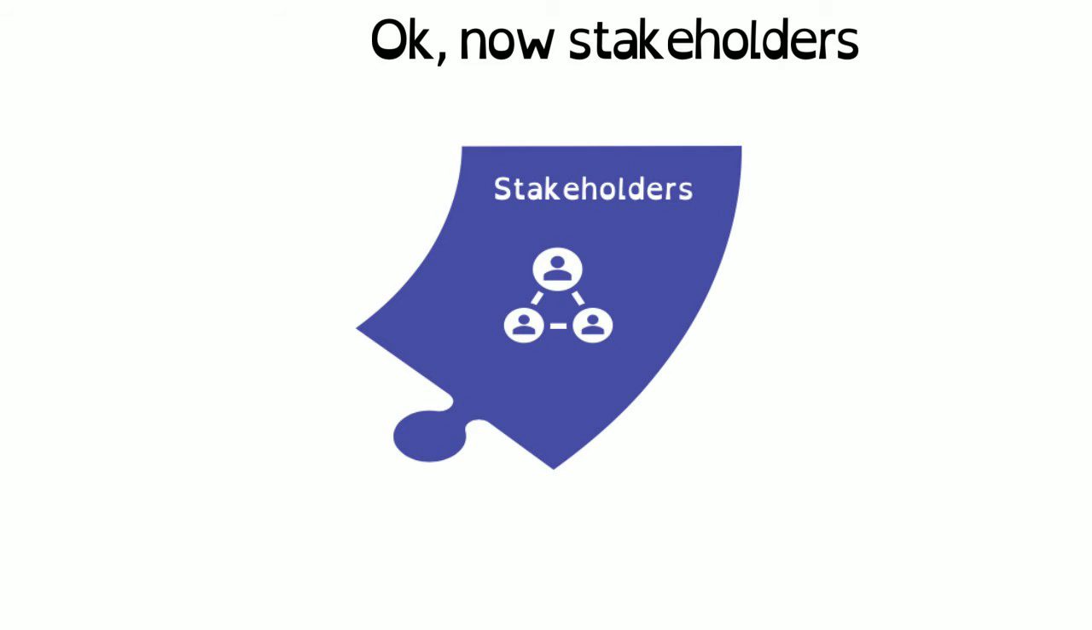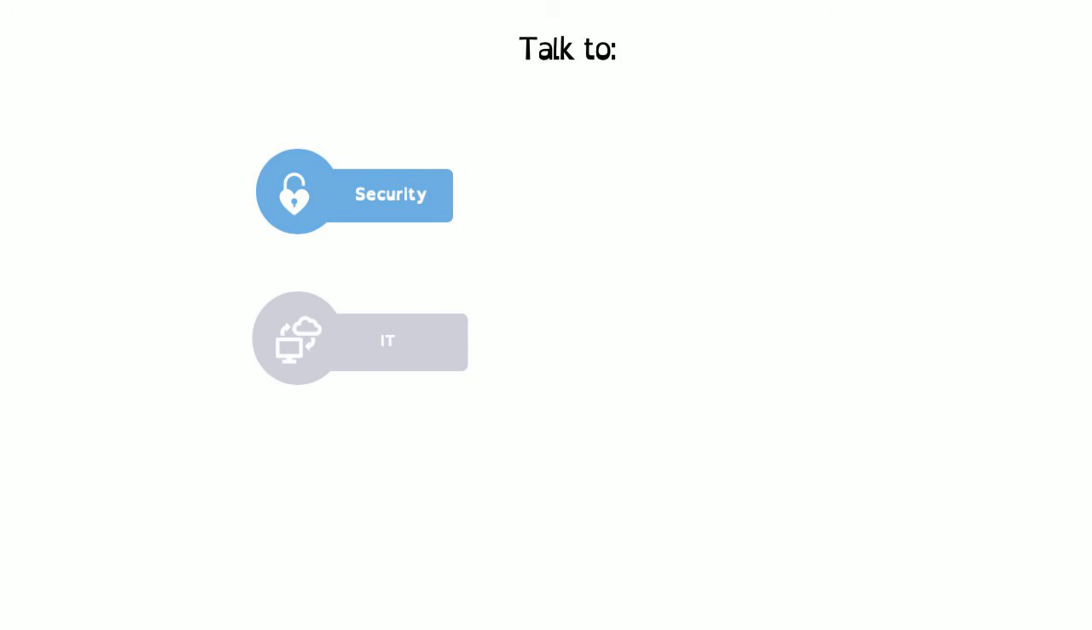Okay, now we're on to stakeholders. Which teams do you need to work with to make sure that you're asking the right people the right questions in the right way? Here are some ideas. Your security, information governance, or data protection officer. Your IT people. They may know of the right system for you.